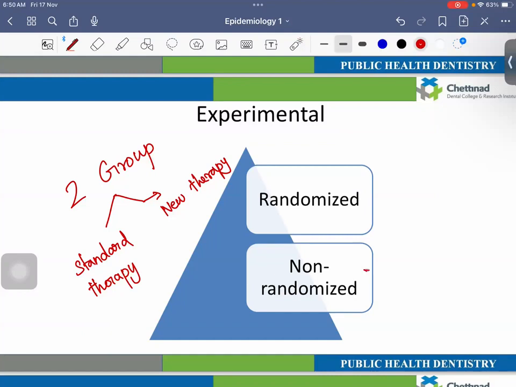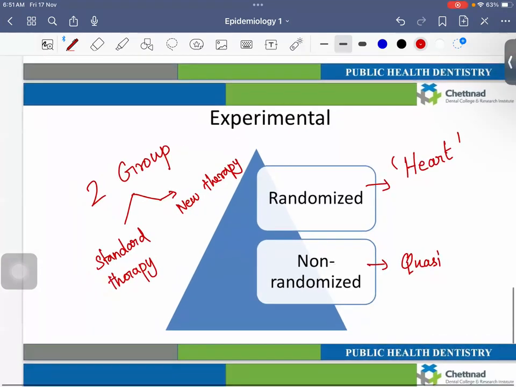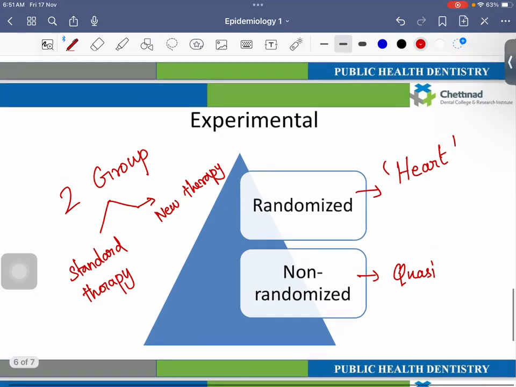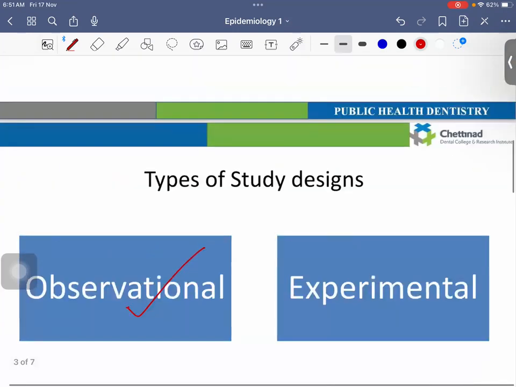Non-randomized design is also called a quasi experimental design, okay? But I need to say that whenever possible, we must follow only a randomized controlled trial or randomized design, because randomization is also called the heart of a clinical trial, guys. So we have just seen the very basics of the types of epidemiological designs. In further videos, we will be delving deep into the subtypes of observational study and subtypes of experimental study designs. Thank you.